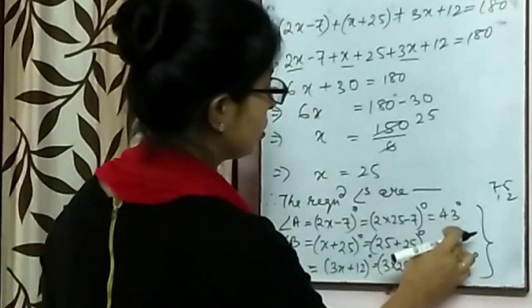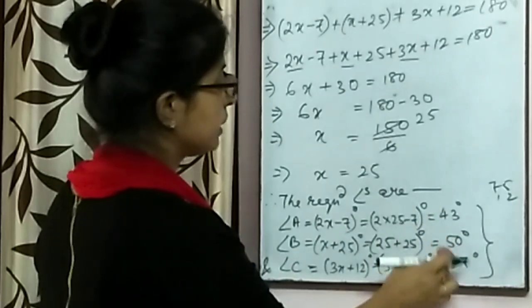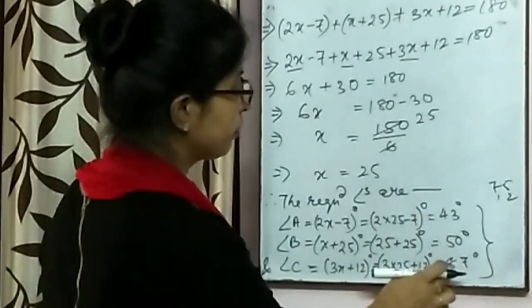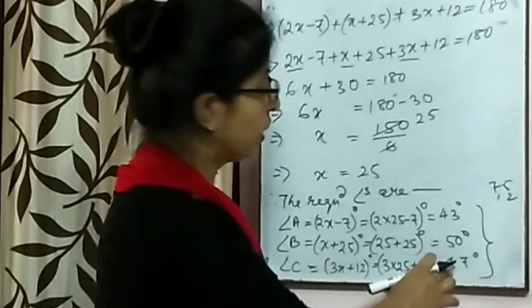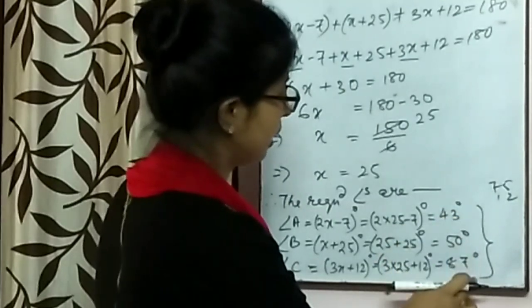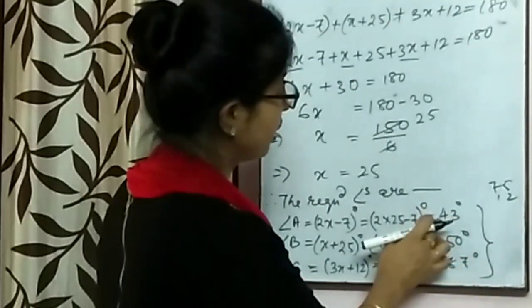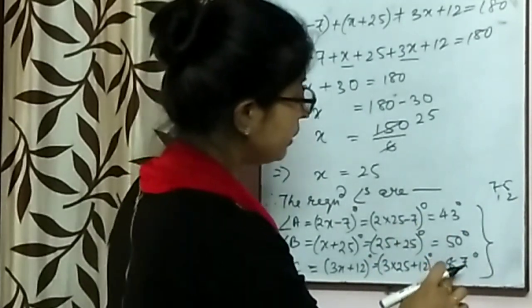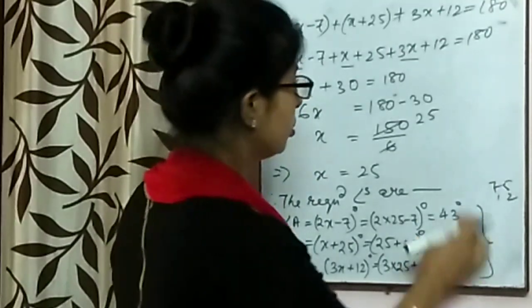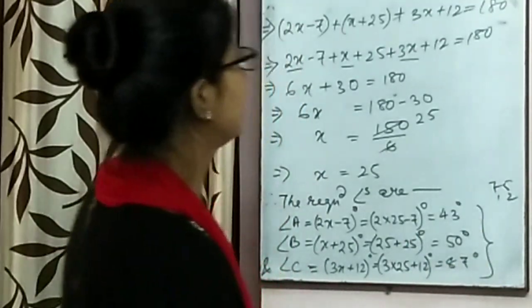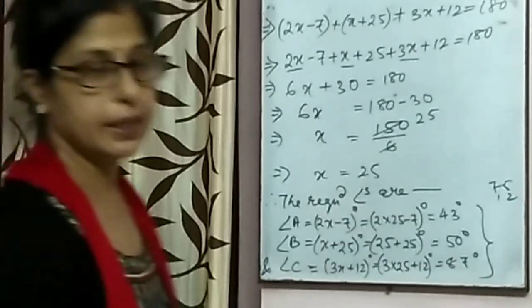Now you check whether these answers are correct or not. If you add up these three, you must get 180 degrees. 7 plus 3, 10, 1 carried, 5 plus 4, 9, 9 plus 1, 10, and 8, 18. So the total sum comes 180. Therefore, our answer is correct.